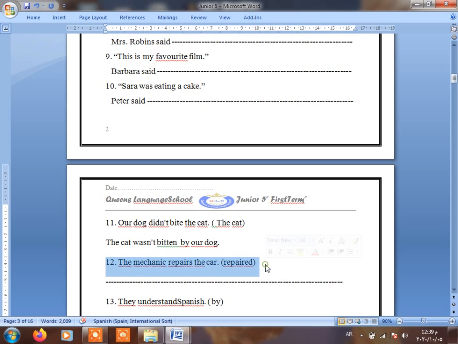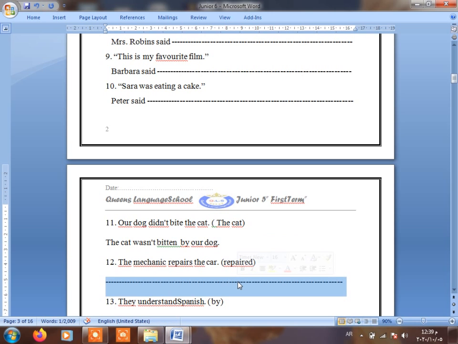Okay, number 12, the mechanic repairs the car. The subject here is the mechanic, the verb is repairs, and the car is the object. This sentence is in the present simple. So I will start with the object, the car. If it's in the present simple, I have to put am or is or are after the object. So the car is repaired by the mechanic.